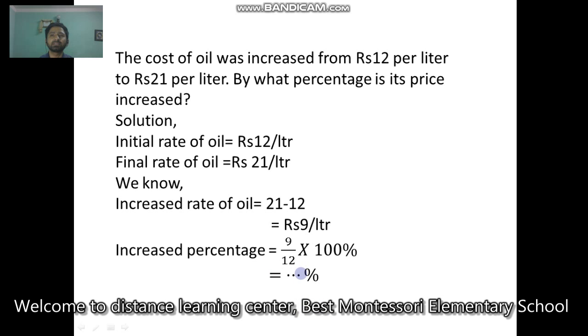If we have to find the percentage of discount, then we must know the discount, and discount is subtracted from the mark price, so we must know the mark price. That means discount upon mark price, because discount is calculated on the mark price. Now we have to convert it into percentage, that means into 100%.